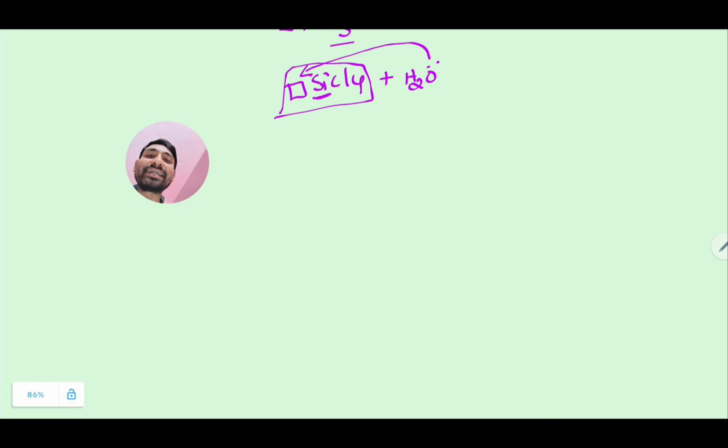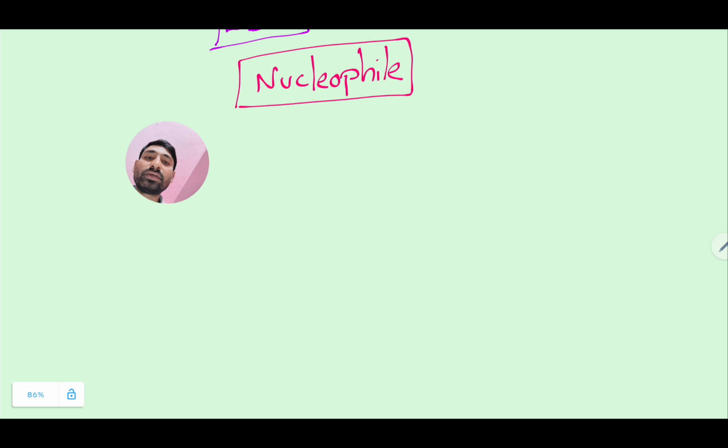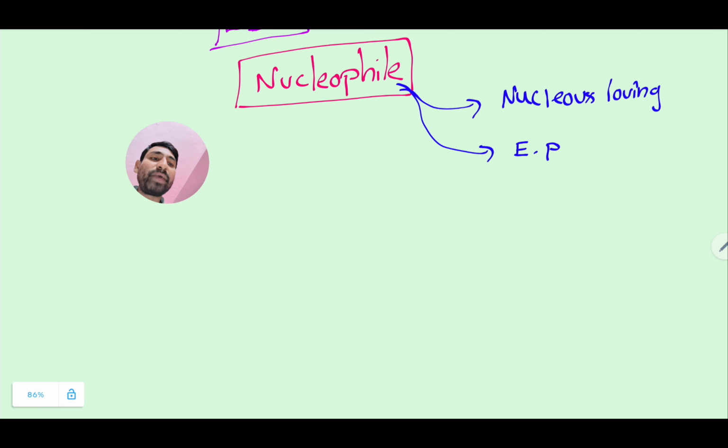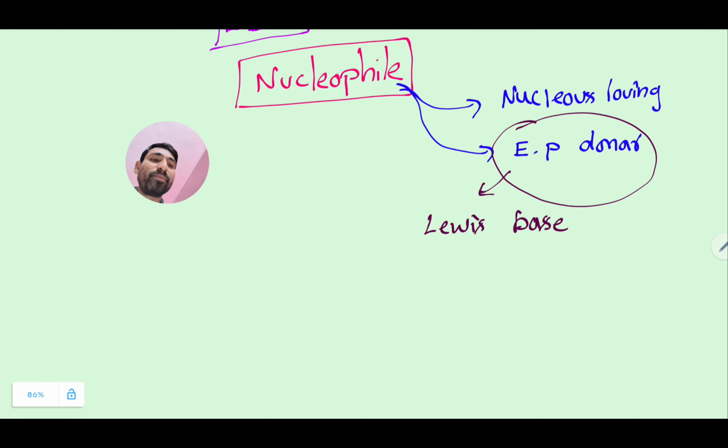In that reagent category, the second one is nucleophile. I want to move to nucleophile. Nucleophile means nucleus loving, and electron pair donors. Who can donate an electron pair? They are called Lewis base, guys. They are nucleus loving and electron pair donors. They are simply called nucleophiles, guys.